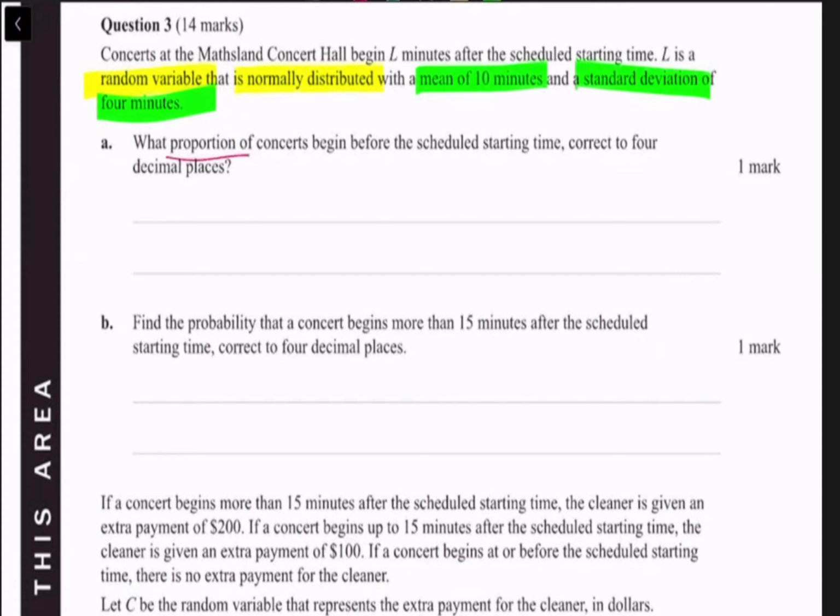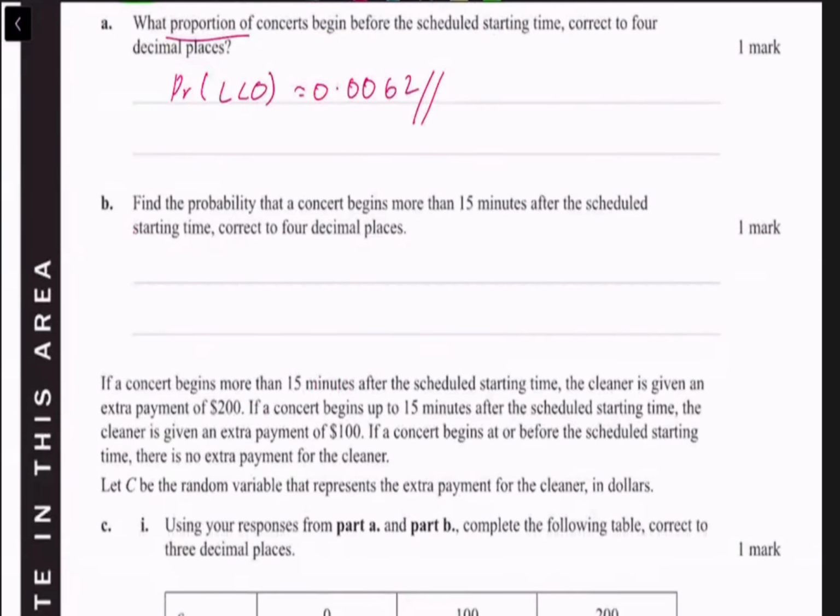It's just asking what's the probability that L is... so if starting before the scheduled time, then L is less than 0, because 0 is the minutes after. If it's going to be before the scheduled starting time, then L is going to be negative. So just solve for that, and you get 0.060062. Now find the probability that the concert begins more than 15 minutes after scheduled time. So the probability that L is greater than 15 in this case is 0.1056.